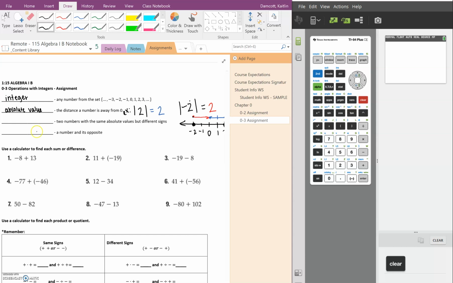The next term that we're looking at says 2 numbers with the same absolute values but different signs. So this is a perfect example of this. We've got 2 has the absolute value of 2, and -2 has the absolute value of 2. They both have the same value, but they have different signs. These are called opposites.